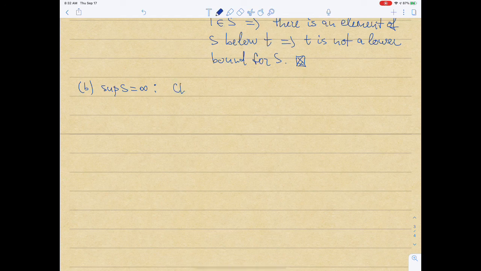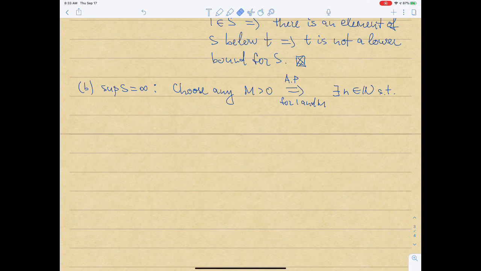So choose any positive M, then by Archimedean property for 1 and M, there exists a natural number n such that n times 1 is bigger than M, right?